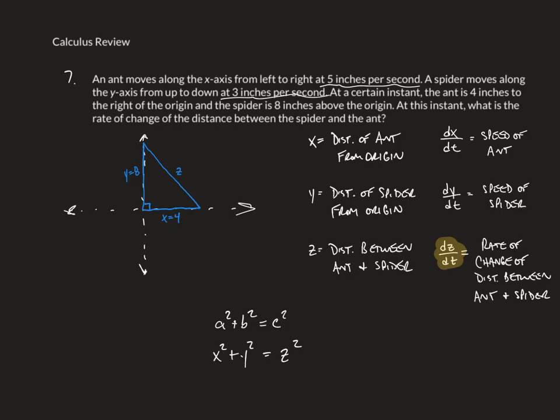Now this is not going to help us a whole lot to find the value of dz dt right now, but it is going to help us find the value of z right now, which is a value we're going to need to know. So let's go ahead and find that. So in this case, x is 4, y is 8, and z is unknown. Okay, so in this case, 4 squared plus 8 squared is going to be 80. And so then z is equal to the square root of 80.